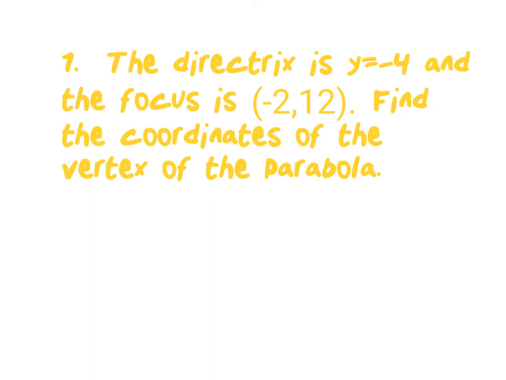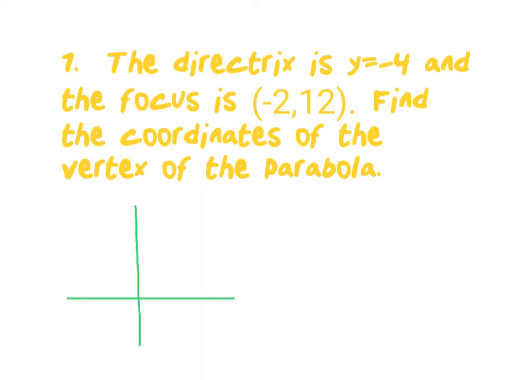So we're going to run through maybe 5 examples here. The directrix is y = −4, and the focus is (−2, 12). Find the coordinates of the vertex of the parabola. So this is one way they can word these questions. So again, we said you must sketch. We're going to get a nice sketch going.